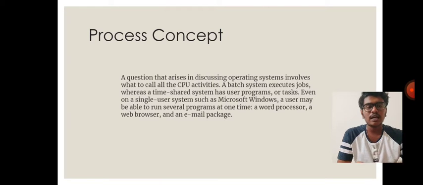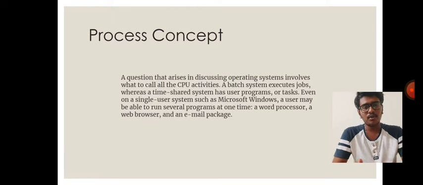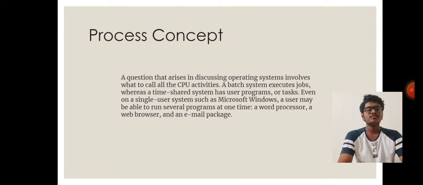A question that arises in discussing operating systems involves what to call the CPU activities. A batch system executes jobs, whereas a time-shared system has user programs or tasks. Even in a single user system such as Microsoft Windows, a user may be able to run several programs at a time: a word processor, a web browser, and an email package.